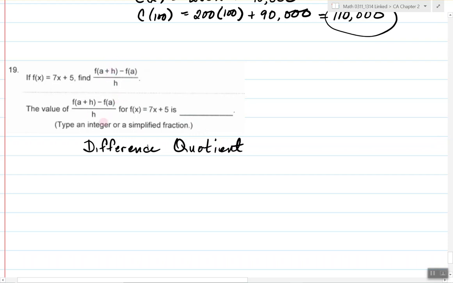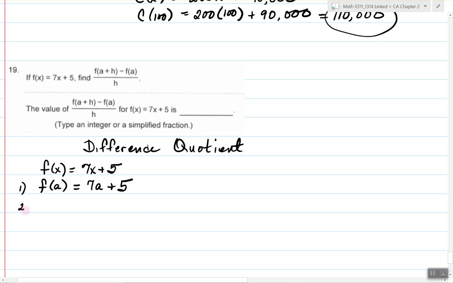In order to do this for a function, we start out with the function. f of x is equal to 7x plus 5. Looking up here, I need to start step number 1, f of a. Well, that just means put an a where the x was. That's 7a plus 5.